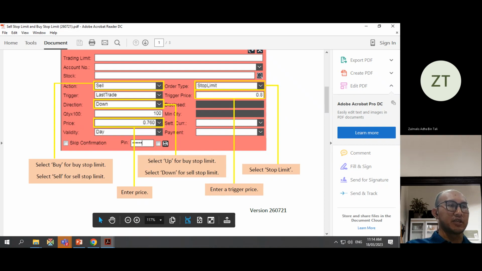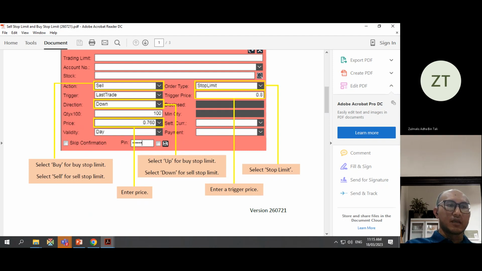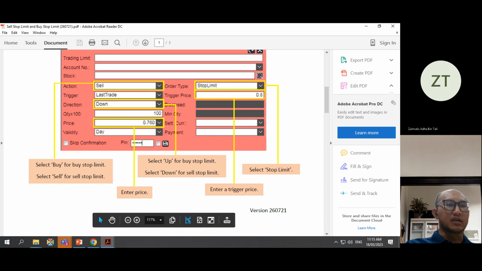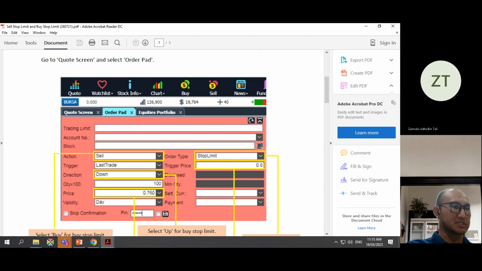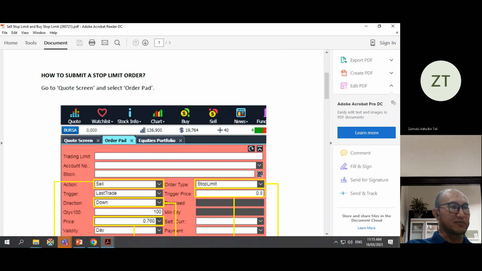Stop limit, same thing. You place a sell order, all right? Direction will be automatically down. Yeah, stop limit. Once it hits the trigger price, like I said, stop limit means the price just enters and starts queuing. Okay, validity at the moment is only a day. You can't put a stop order on GTD. So basically, this is how the order path works for a stop order.